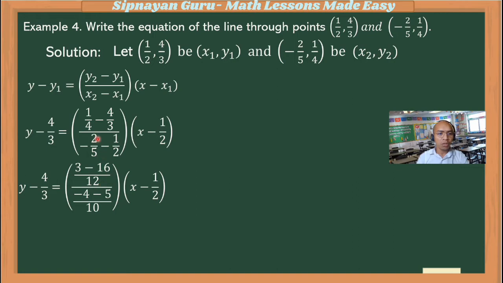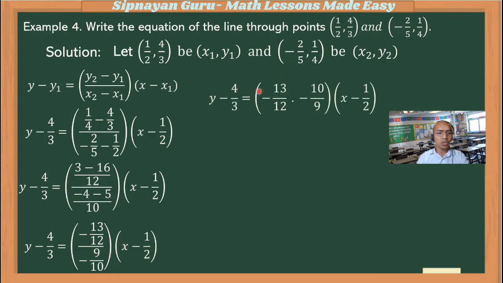To have the numerator, cross multiply the fraction. 1 times 3 is 3. Then minus 4 times 4 is 16. Same is true at the denominator. 5 times 2 is 10. Then negative 2 times positive 2 is negative 4. Minus 5 times 1 is 5. Then simplify. 3 minus 16 is negative 13 all over 12. Then negative 4 minus 5 is negative 9. So over 10. Same is true if we divide a fraction, numerator times the reciprocal of the denominator.